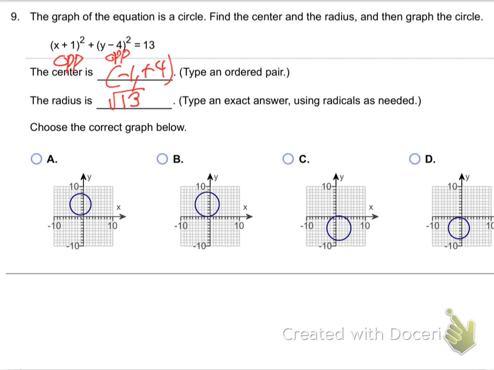Okay, good. Now, which of these circles has a center? The center is supposed to be back 1, up 4. Like upper left. Which one of those circles seems like it's centered in the upper left? It's certainly A, huh? There it is. Good enough. We got it.